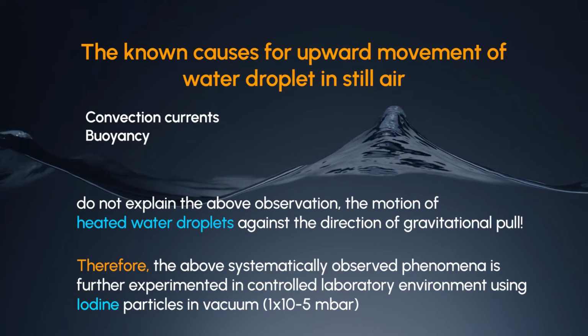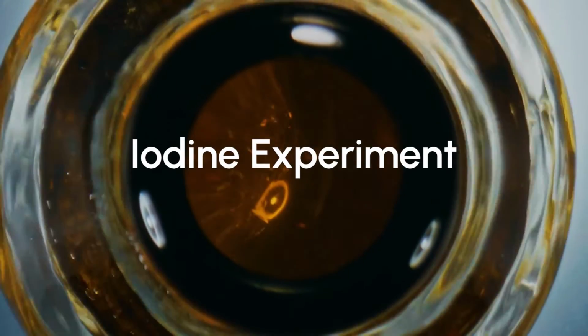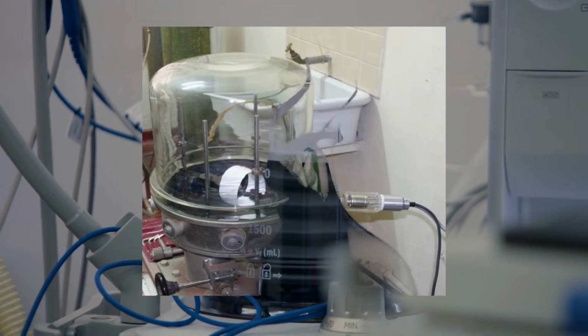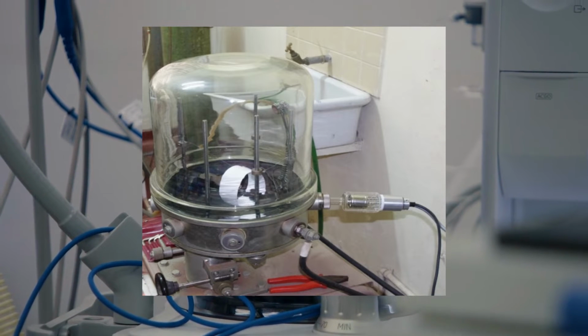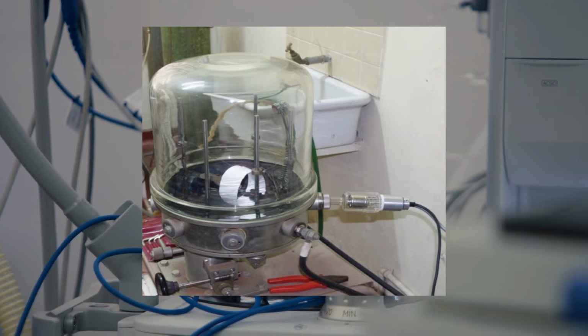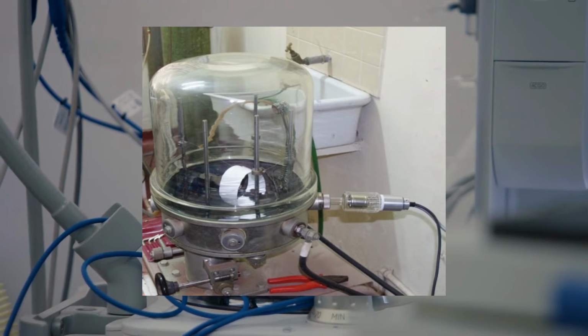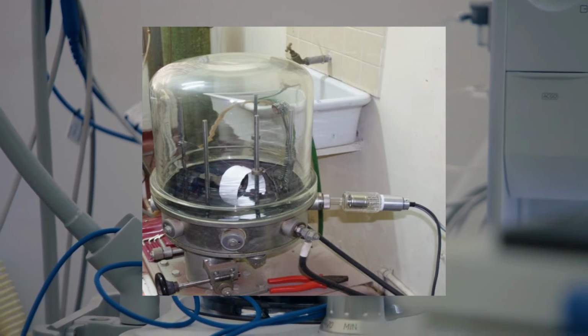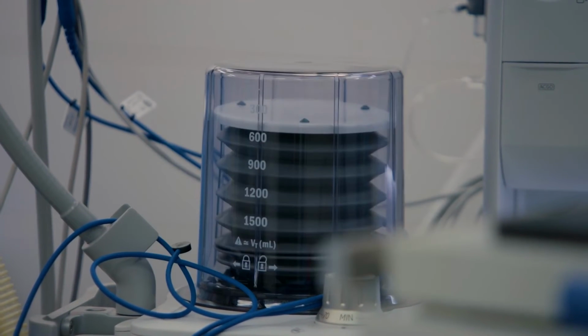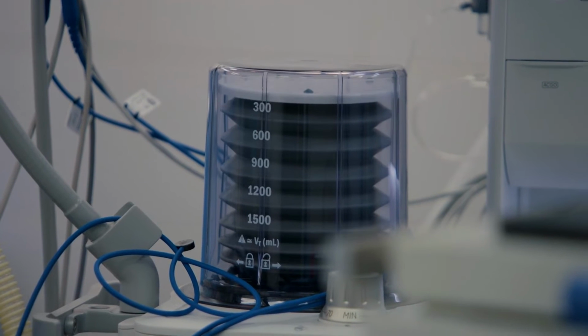1 by 10^-5 mbar. An experiment was designed to observe iodine particle behavior when heated in a vacuum chamber. The vacuum chamber was selected to eliminate all factors that are believed to be causing the upward movement of particles against the gravitational pull in air, viz., buoyancy and lift force due to convection currents. Iodine was selected because it is 9 times heavier than air and has a distinct color that enables easy identification of the location where it deposits.